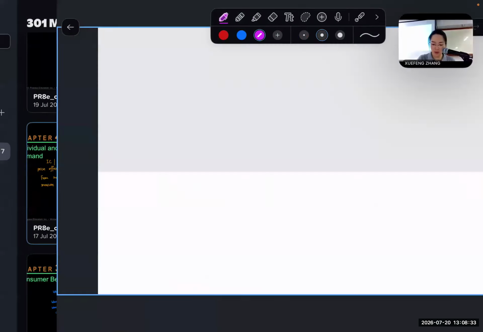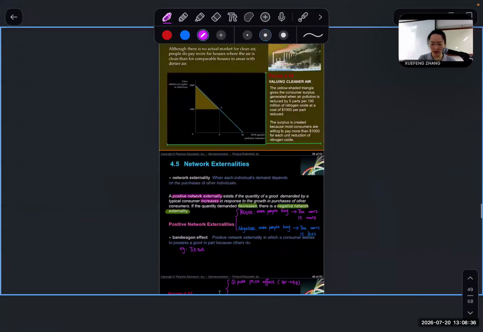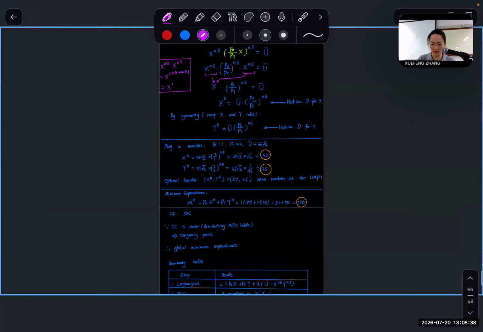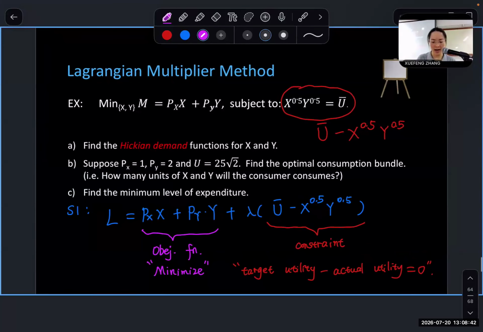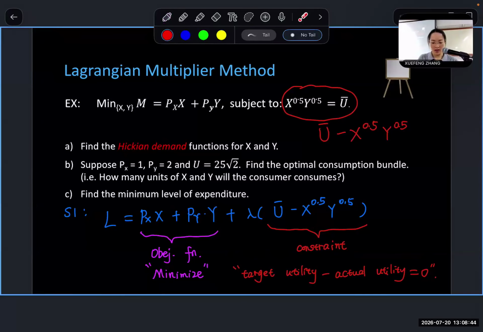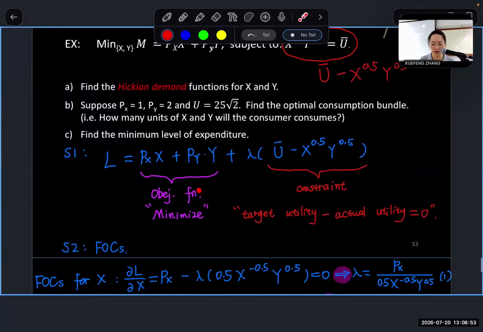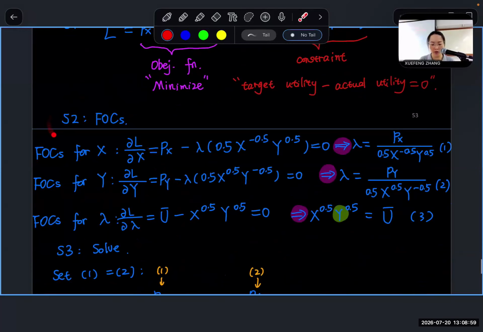First, let me remind you, I uploaded detailed solutions here for this equation, right? In the exam, you have to show me your correct Lagrangian equation, Lagrangian function. Remember, objective function first, and then with constraint, all right? And then you solve it. First order condition, how do you solve it?